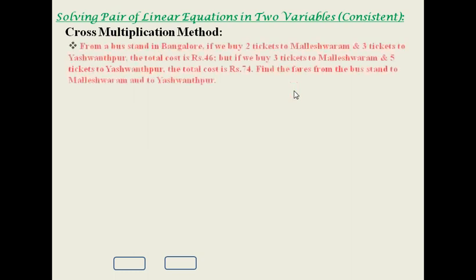Now let us consider a situation to solve a pair of linear equations in two variables by the cross multiplication method. From a bus stand in Bangalore, if you buy 2 tickets to Malleshwaram and 3 tickets to Yeshwanthpur, the total cost is rupees 46. But if you buy 3 tickets to Malleshwaram and 5 tickets to Yeshwanthpur, the total cost is rupees 74. Let us find the fare from the bus stand to Malleshwaram and Yeshwanthpur separately.